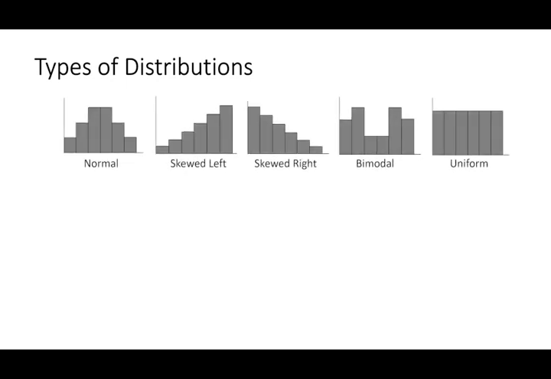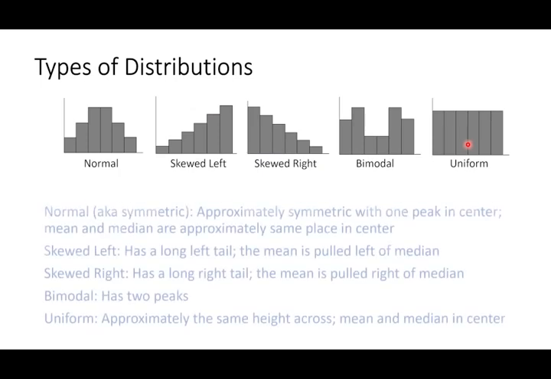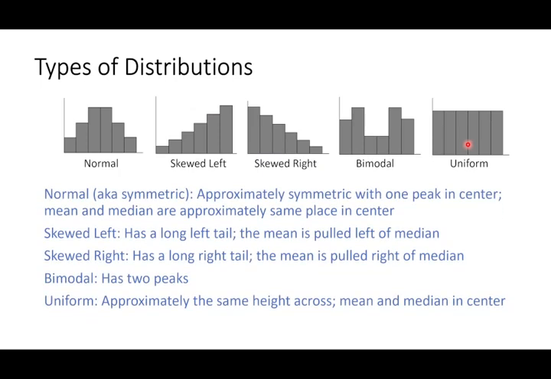Once you get your histogram, it's going to look a certain way, and we like to basically classify it or categorize it or describe it. And so we're going to use words like normal, or symmetric. This one's what we'd call a normal distribution or symmetric, skewed left, skewed right, bimodal, uniform. And here's a little bit more detail about what it is and what goes on.